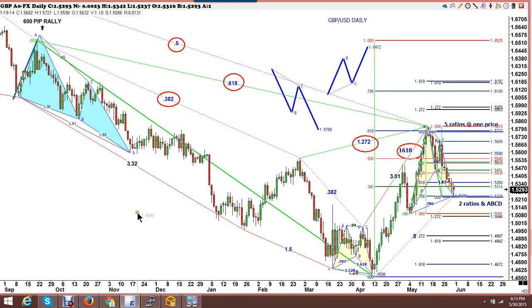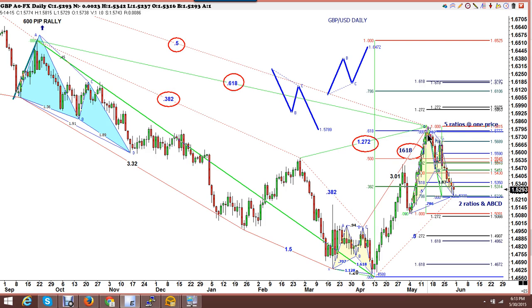Okay, this is a sample chart of the British pound as of June the 1st, 2015. I just want to give you an idea of what pattern recognition is about. It's about the repetition in the market and how markets repeat. It follows certain ratios in the Fibonacci sequence. As you can see, 50%, 38.2, 61.8%, 1.27, 1.618. We have five ratios coming together.